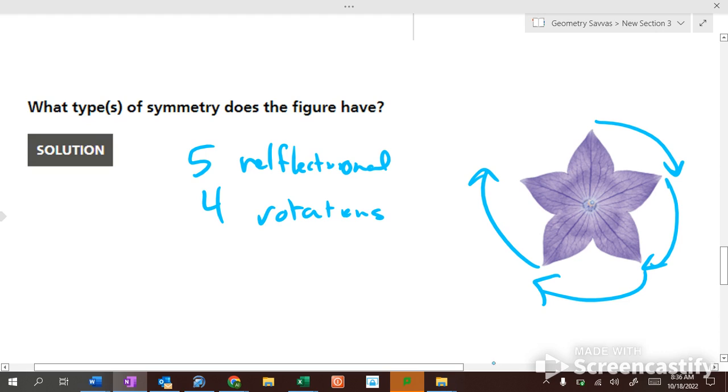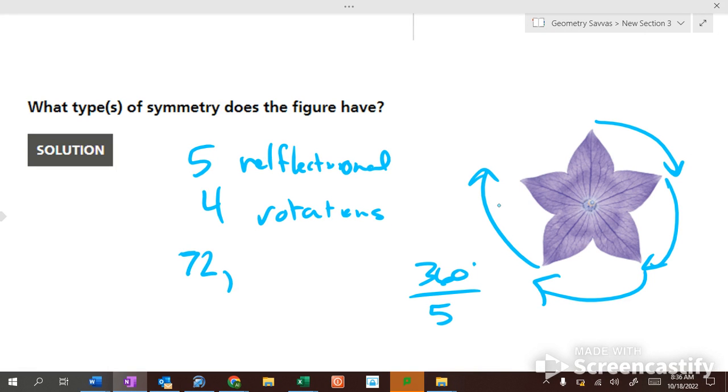What are the rotations? Okay. What's 360 divided by 5? 360 divided by 5. You know how many degrees that is? Might need your calculator today. 72. So it has rotational symmetry at 72, 144, 216, 288. Okay.